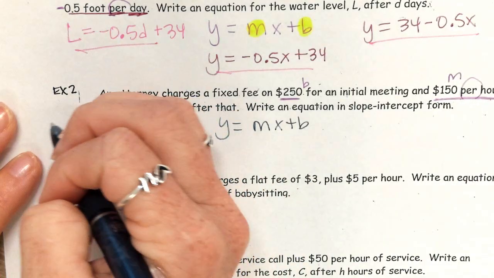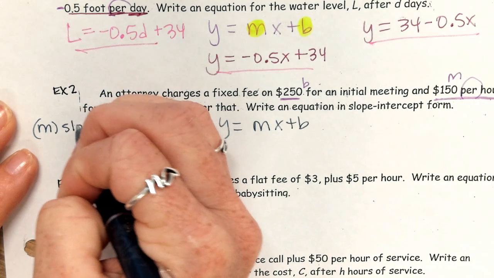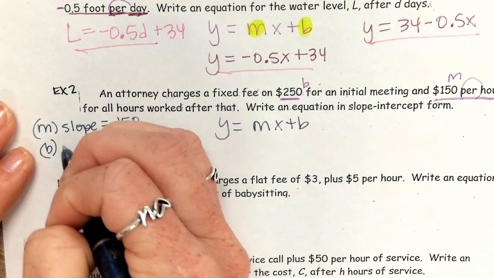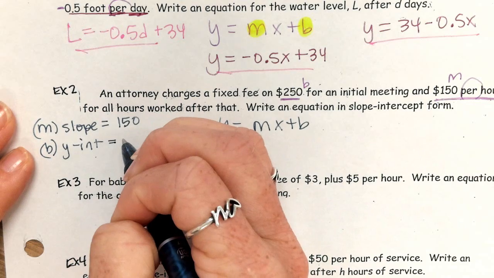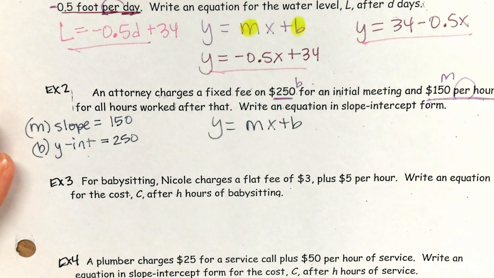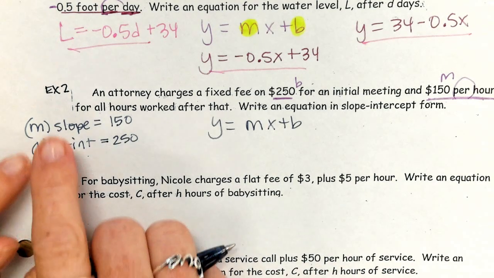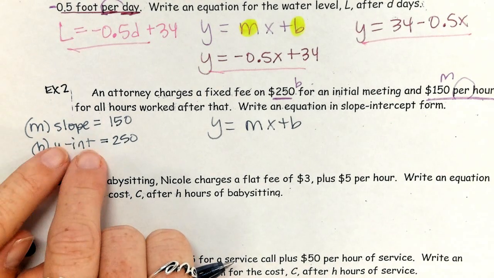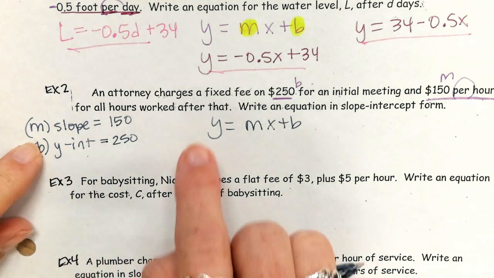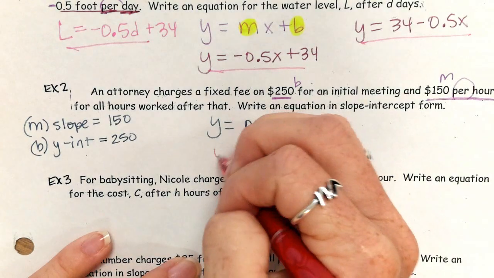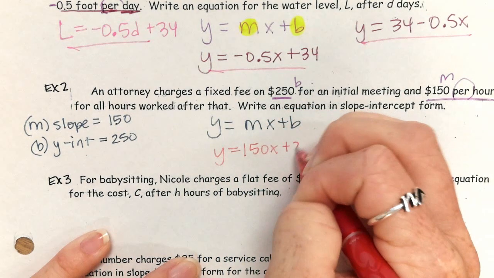What is the M, the slope? 150. What is the B, the y-intercept? 250. It's going to ask you that on your assignment today. That's why we wrote it. It's going to ask, what is the slope? What is the y-intercept? The slope is the M, the y-intercept is the B. Yes? Now I just go write it in the equation form. So what would I write? Y equals 150x plus 250.